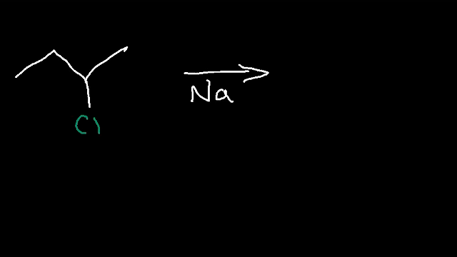Now let's go back to 2-chlorobutane. What's going to happen if we add a strong base, let's say sodium hydroxide? Last time we added water. Water is not a strong base. Water can act as a weak acid or a weak base. But when you add a strong base to an alkyl halide, the E2 reaction can occur.